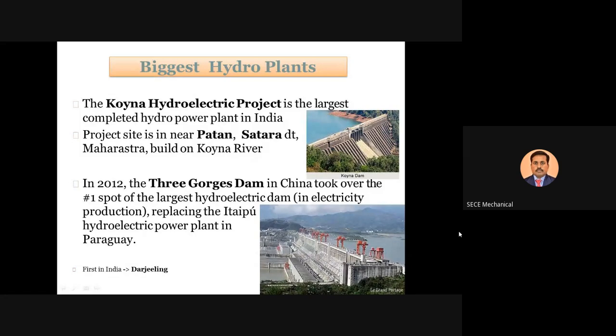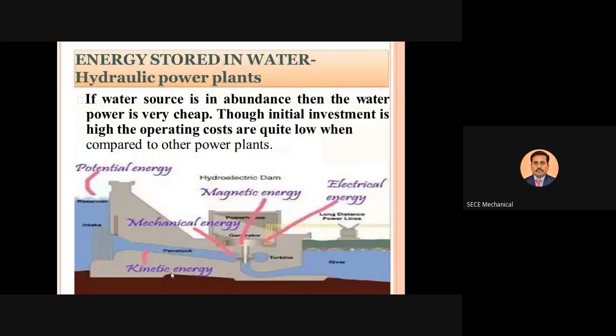And the first power plant in India is located in Darjeeling. With the help of a river, the Brahmaputra, we constructed the first power plant in India. So this is about the biggest power plant in India as well as the biggest power plant in the world. The first power plant in India is the Darjeeling power plant. So this is a very simple one.